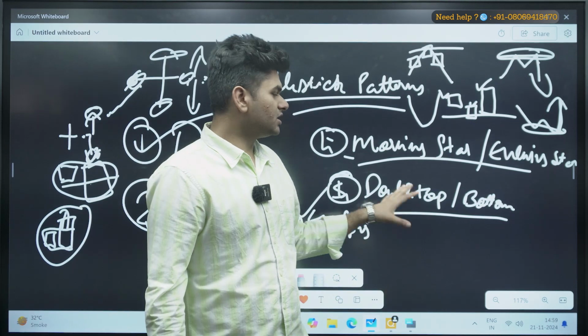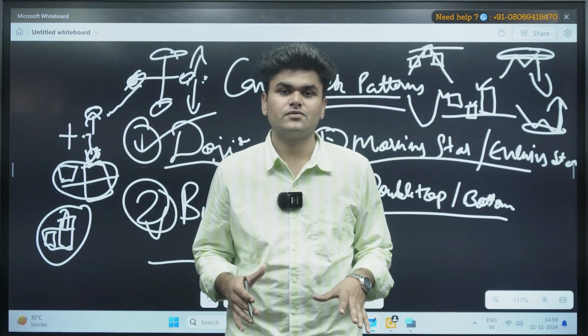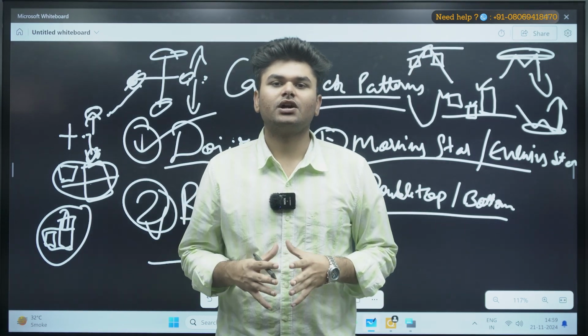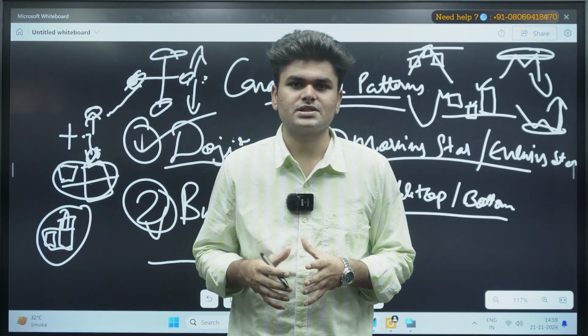So these are the candlestick patterns which you can observe during the opening range, and you can identify which kind of direction the particular stock or the index is taking.